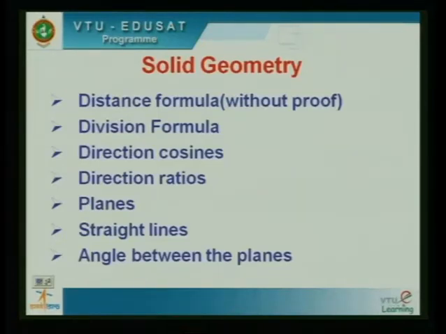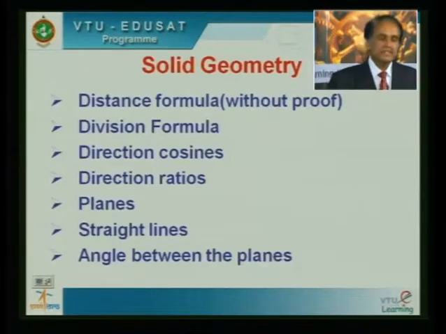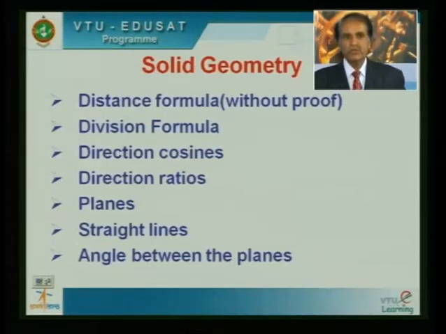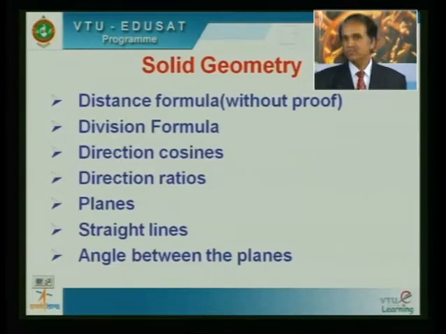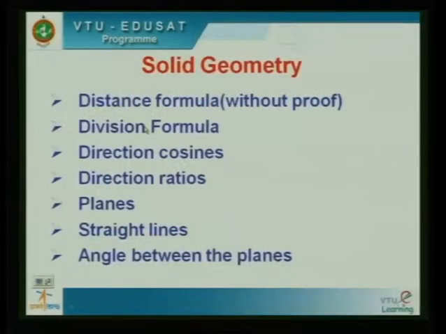First of all, let me remind you what we studied till the last class, that is, the distance formula in solid geometry. When we have two points in space and we draw a line in space, the distance between those two points was derived as d is equal to the square root of (x2 minus x1) whole square plus (y2 minus y1) whole square plus (z2 minus z1) whole square. And next we discussed the division formula, in which a line in space is divided by a point internally and externally. As a result we named them the section formula or division formula.